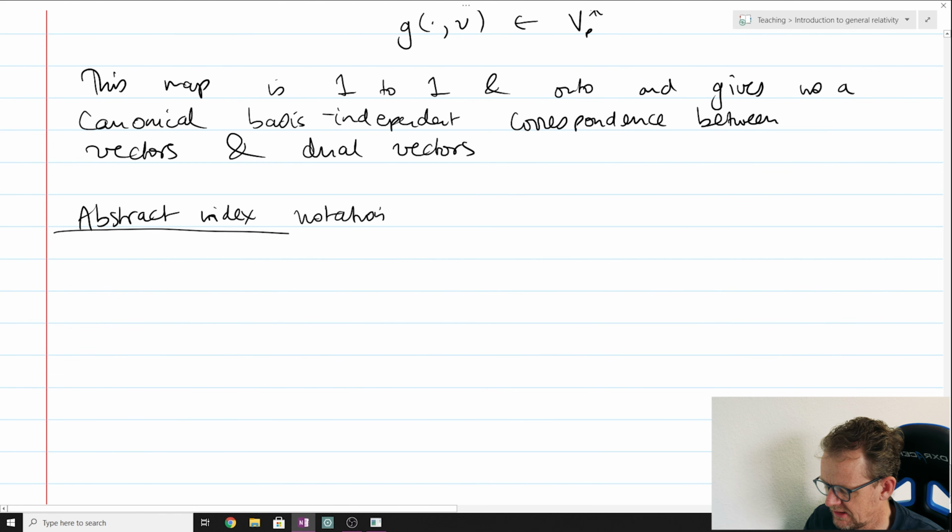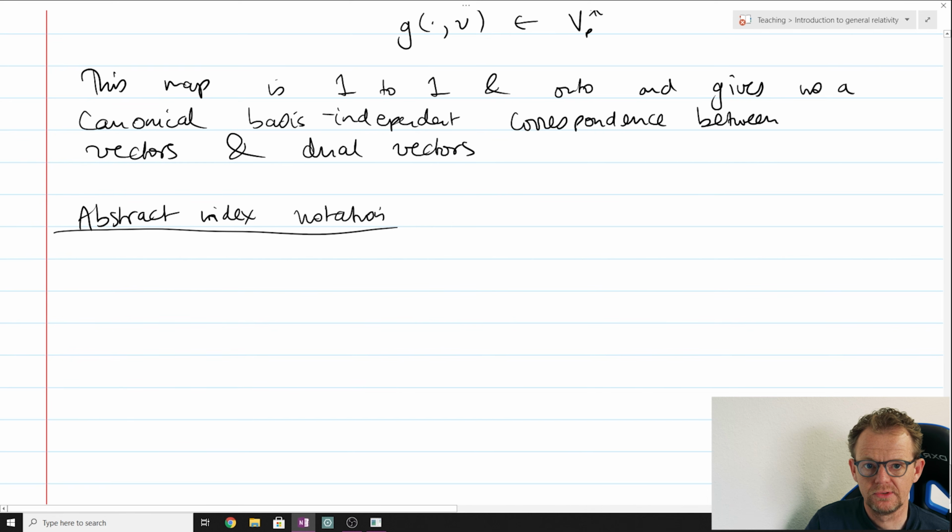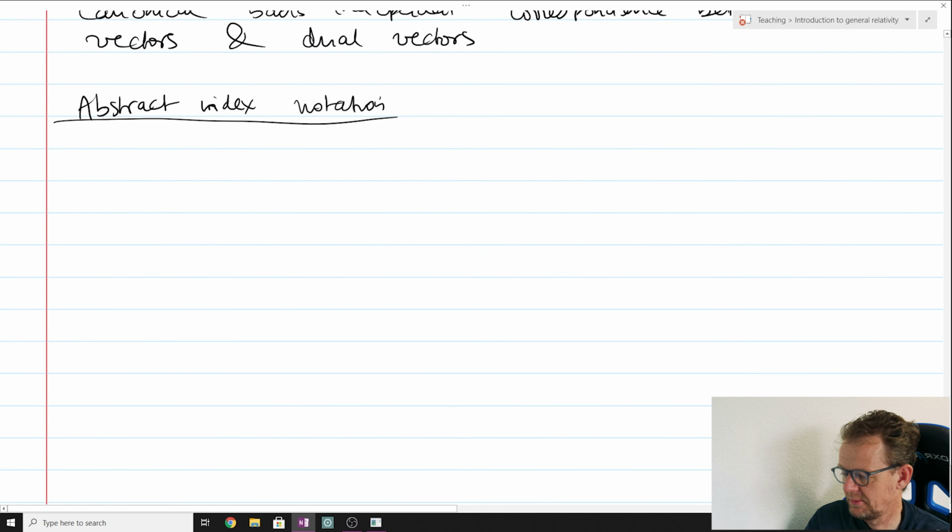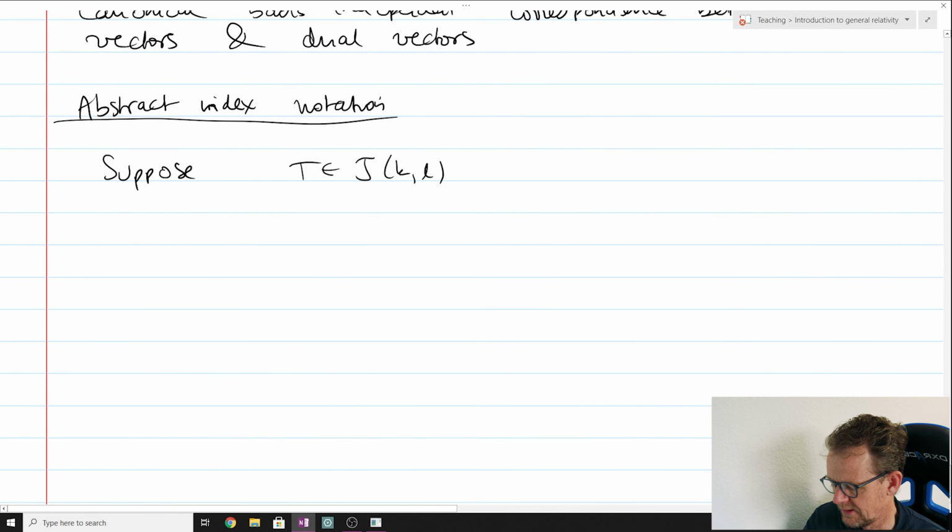So the final topic for today's lecture is a notation. It's a very helpful notation that we're going to use throughout our description of the rest of differential geometry we need for general relativity, and probably for just about everything in the rest of this course. And it's called abstract index notation. So suppose you have a tensor of type KL. There it is, T. We have a tensor of type KL.